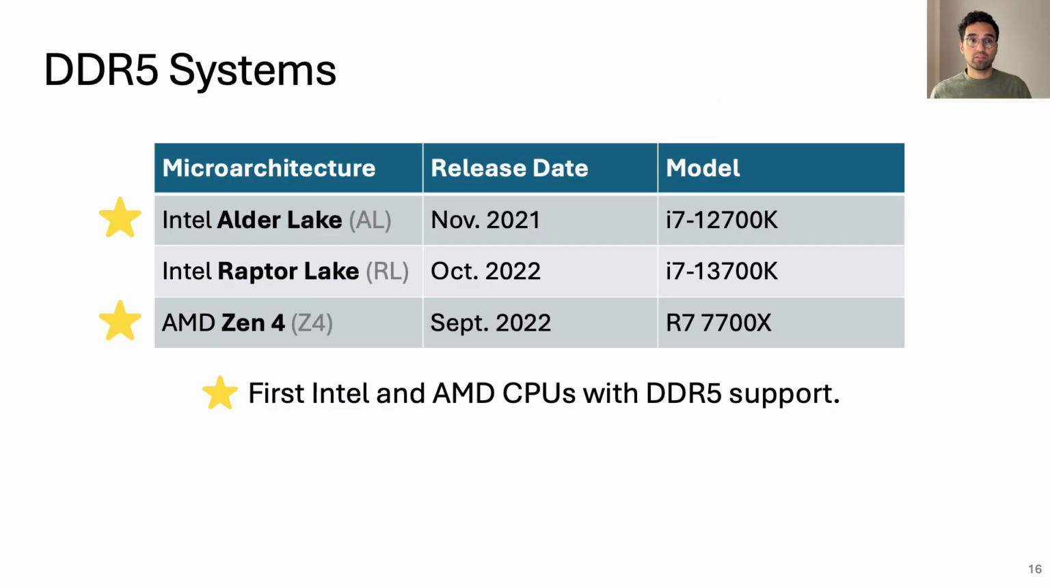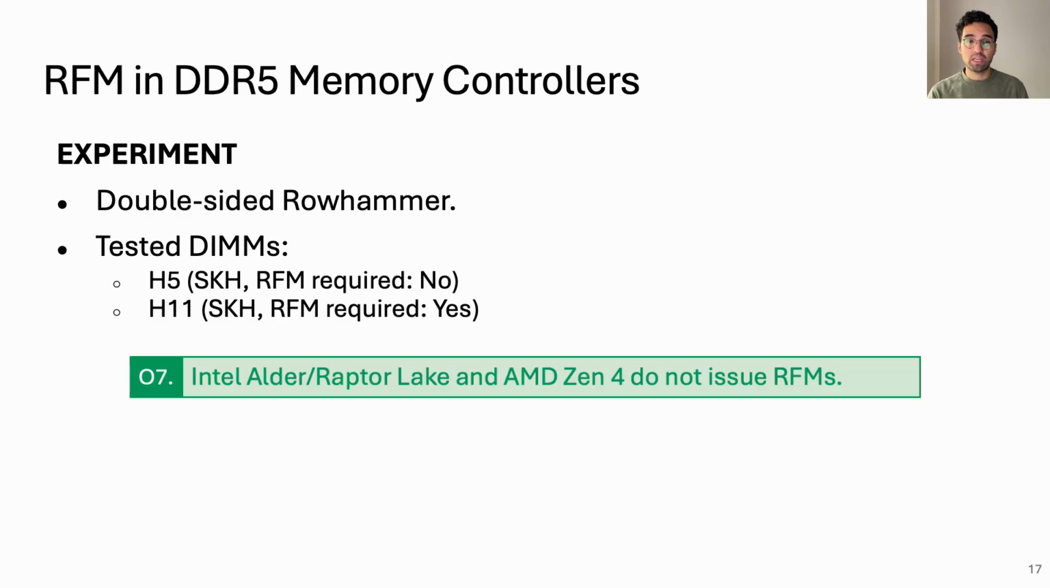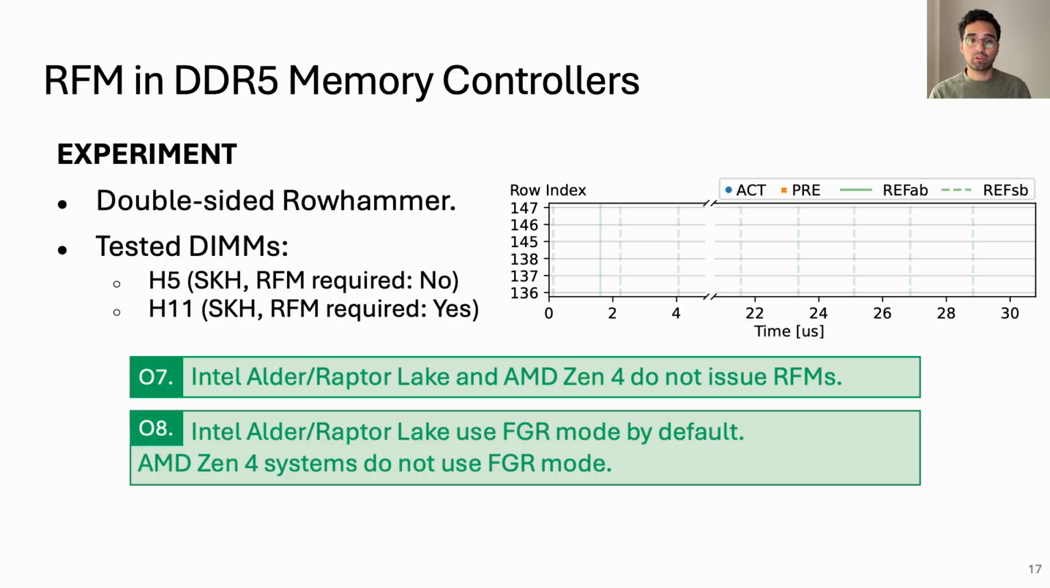For our analysis of the memory controller, we considered 3 systems: Intel Alder Lake, Raptor Lake, and AMD Zen 4. We performed double-sided Rowhammer on 2 different DIMMs, where one does not require RFM and the other one does. We did not find RFM commands on any of the Intel and AMD systems, but on the Intel Alder and Raptor Lake, we found that the fine granularity refresh mode is used by default.